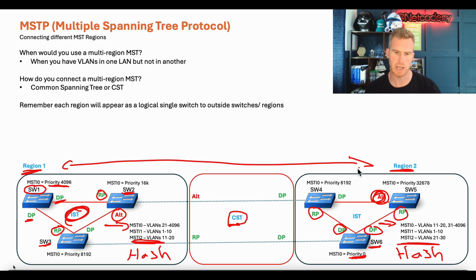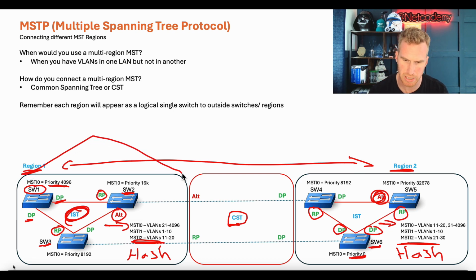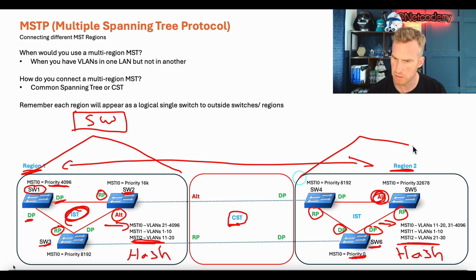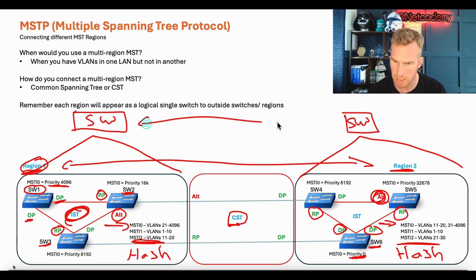But absolutely 100% remember that region 1, from region 2's perspective, is just going to appear as one logical switch. And likewise for region 2, from region 1's perspective, it is also going to appear as one logical switch. And then between them, you have that common spanning tree actually running.